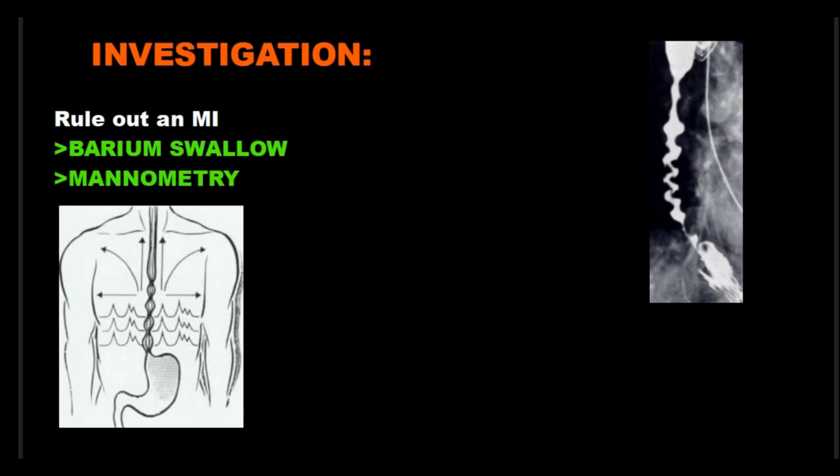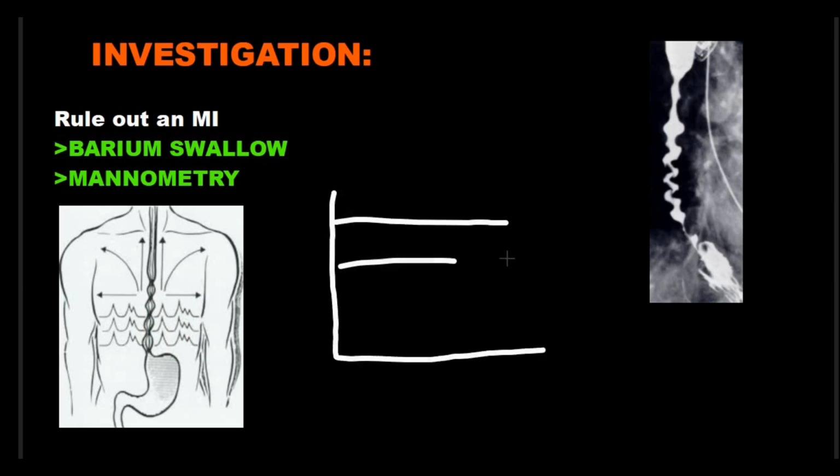Investigations. We can get a differential for the condition with the help of a barium swallow. And in the barium swallow, we can see a corkscrew appearance as depicted in the X-ray right here. In a manometry, we can see erratic contractions in random places, as shown here. If I drew that out, it would look something like this.